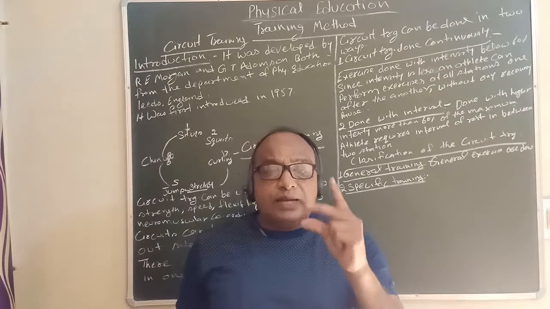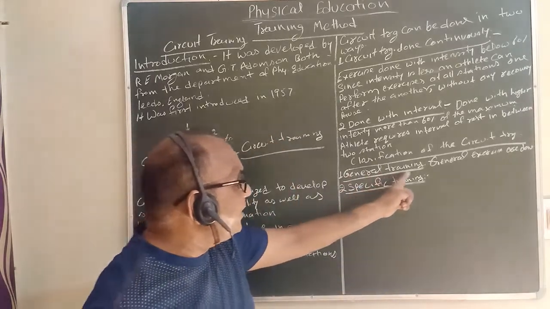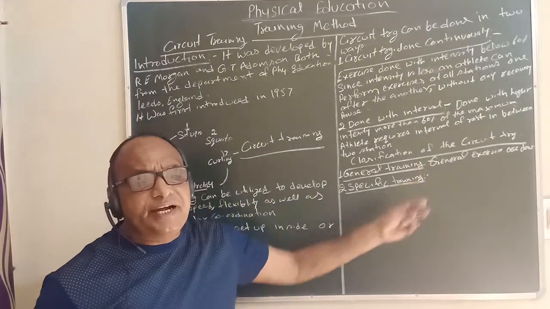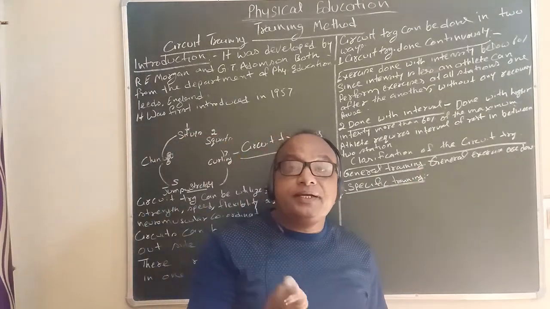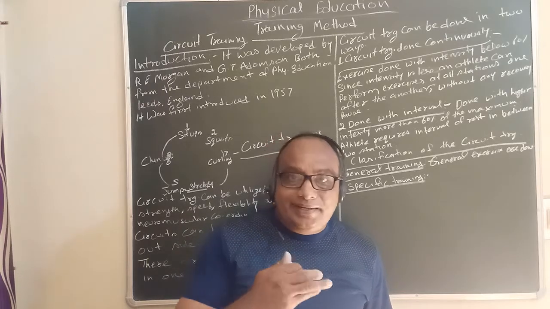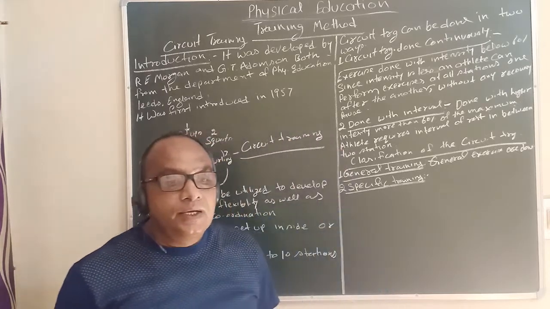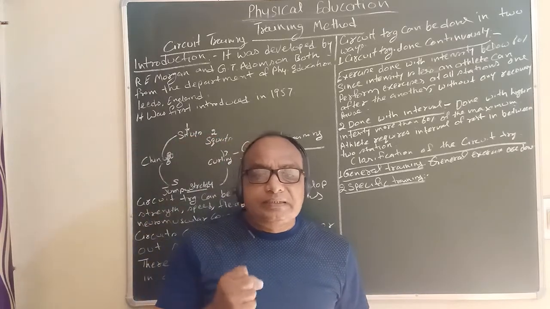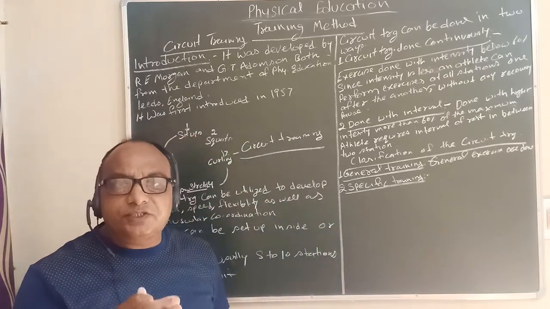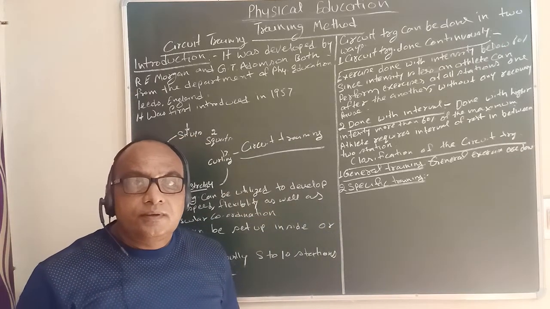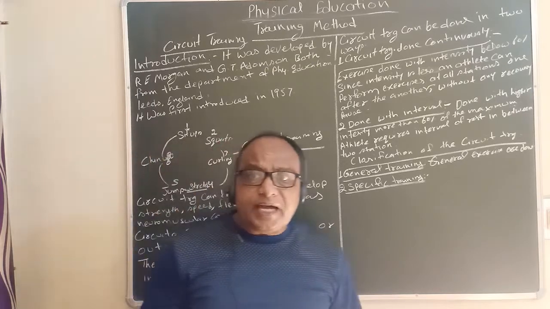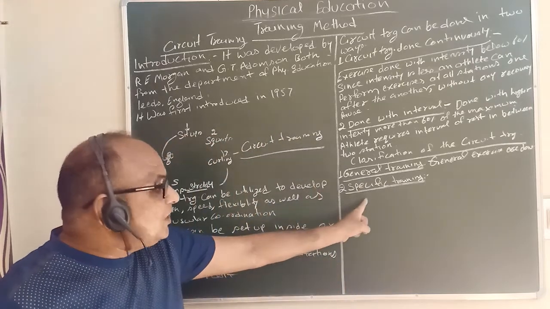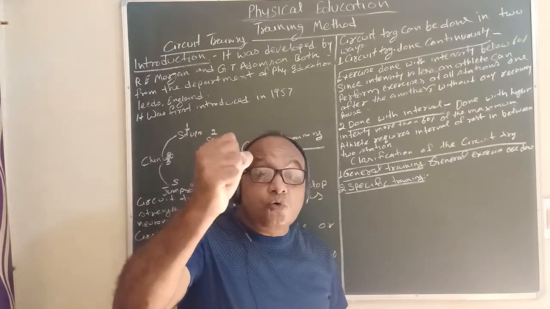So there are two types of circuit training. Number 1 is general training. Here general exercises are done. In this type, different muscle groups are given exercise in rotation to delay the fatigue. And in specific circuit training, specific muscle group is given exercise at every station. It means whatever type of event we are going to do, we do specific training for that muscle group.